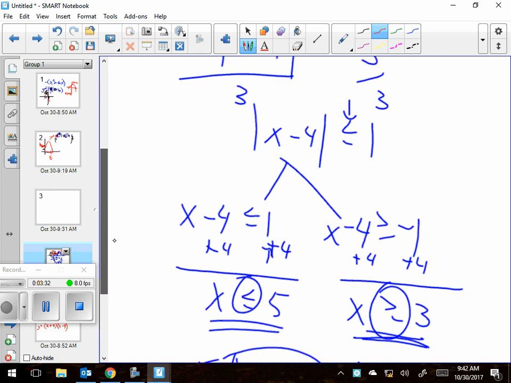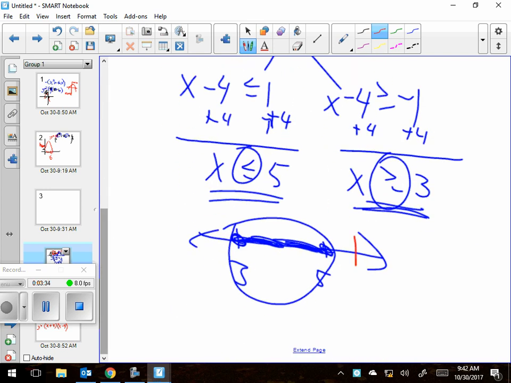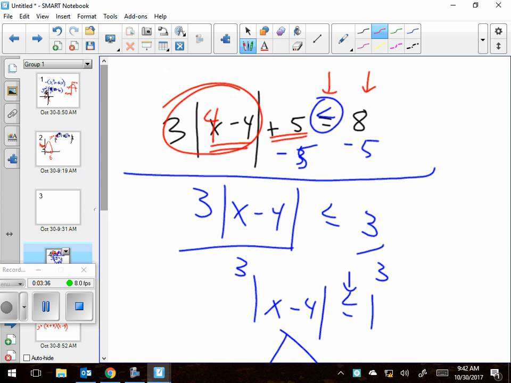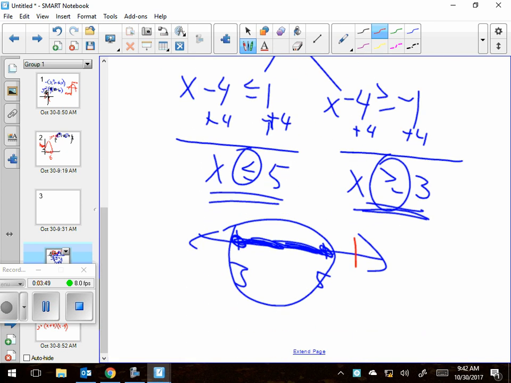And then I'm saying that things out here don't work. So things like 6 are apparently not going to work. So if I stick in a 6, it gives me 6 minus 4 is 2. 3 times 2 is 6. 6 plus 5 is 11. Is 11 really less than or equal to 8? No, it's not. So, yay, I was right. This little zone seems to work.